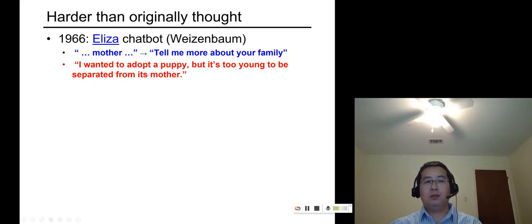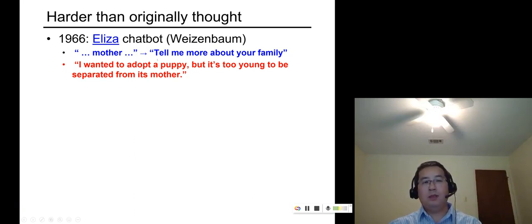This I think is human, right? And then for example, this one just shows a wrong word, right? So I want to adopt a puppy, but it's too young to be separated from its mother, and then it will match this one because it just sees the word mother and doesn't understand it. It's in fact about the puppy's mother, not about your mother. Okay? So, tell me more about your family. Okay, so this is wrong. Just shown in red means this is wrong. So you ask this question, then you will make a mistake.